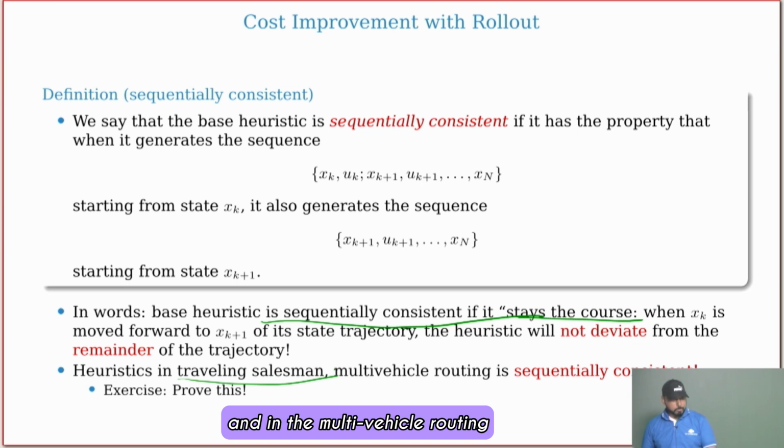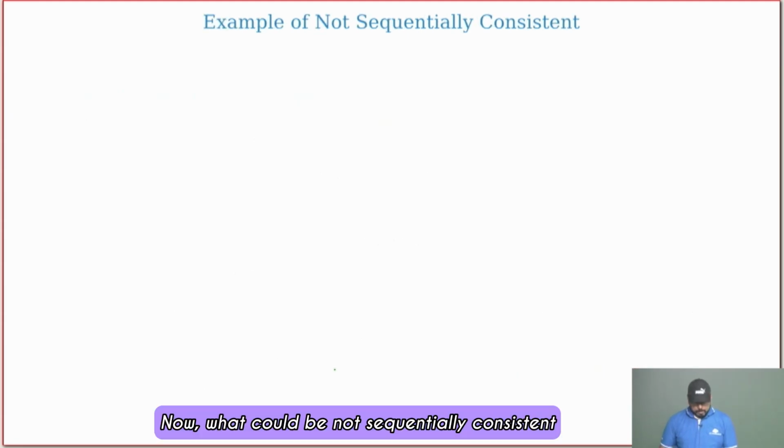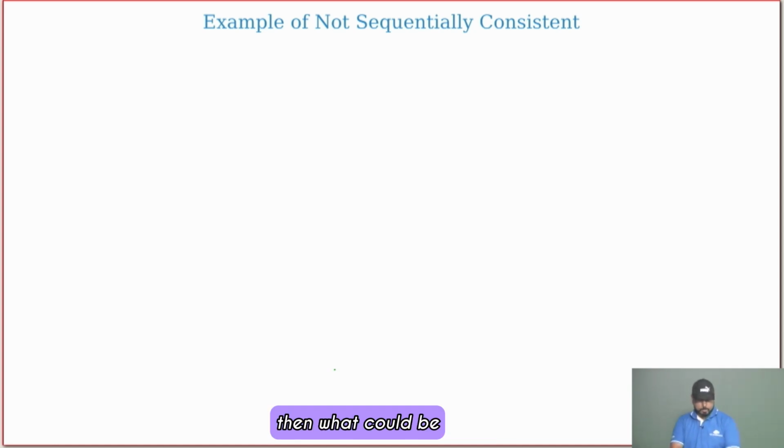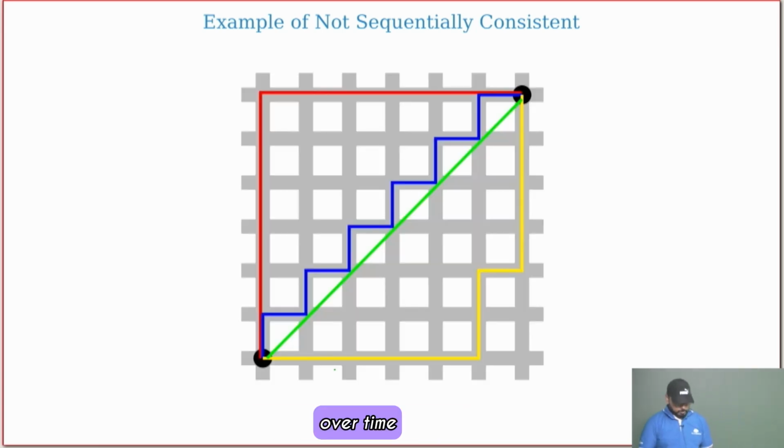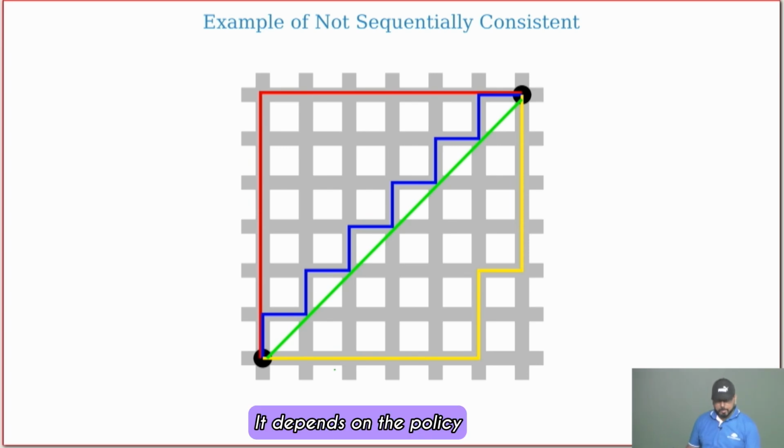And the multi-vehicle routing that we just saw is sequentially consistent. You can try proving this; we will put this in the assignment again. Now, what could be not sequentially consistent? We defined sequentially consistent, so naturally, what could be a not consistent problem? Are there problems where the policy changes over time? It could be. It depends on the policy.